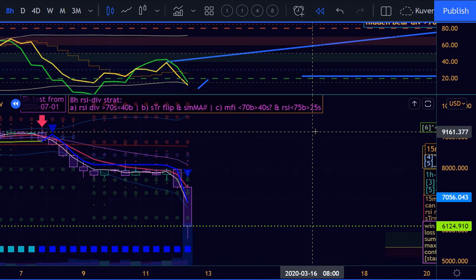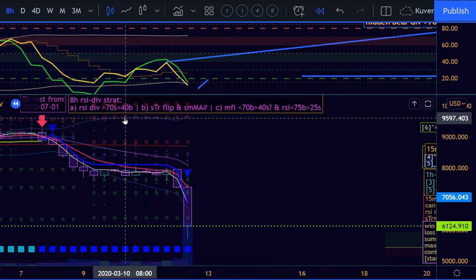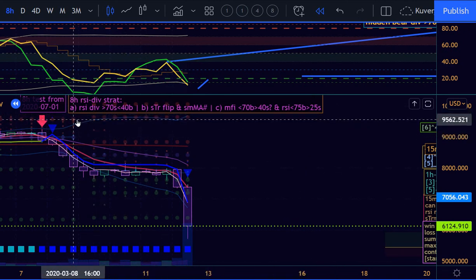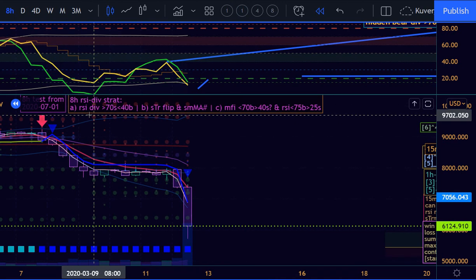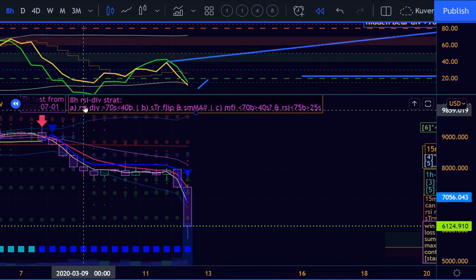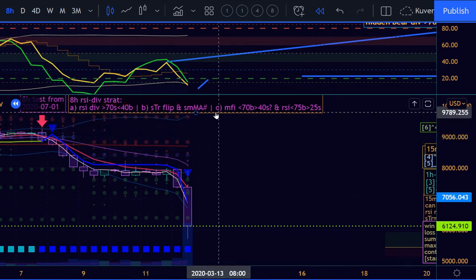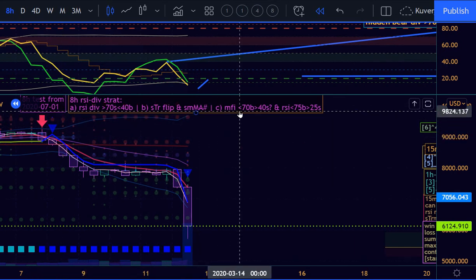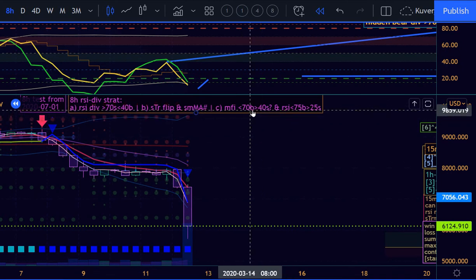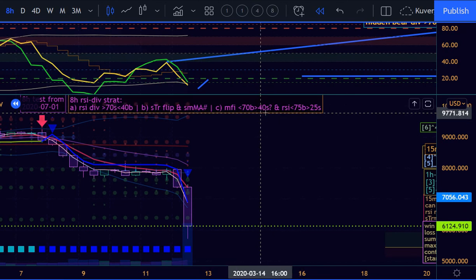Okay, so I think those are the components of the chart, and I can quickly go over the strategy. First of all, we need an RSI divergence. It has to be above 70 for a sell and below 40 for a buy. And then we need, of course, the super trend cross and the smooth moving average cross. And when it actually crosses, we have to check that the money flow index is smaller than 70 for a buy and greater than 40 for a sell.